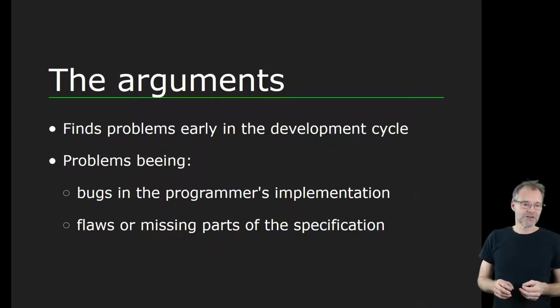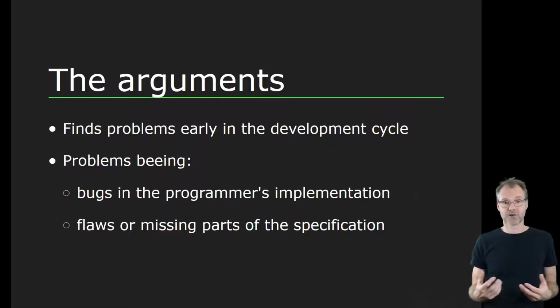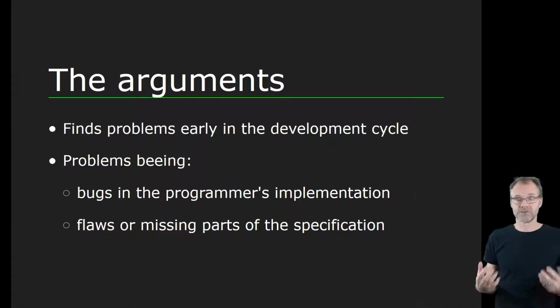So why should we do it? Well, the basic argument for why you do testing and unit testing is that you want to find the problems early in the development cycle, problems here being bugs and flaws in development from my perspective as a programmer, or perhaps missing parts from the requirement specification.